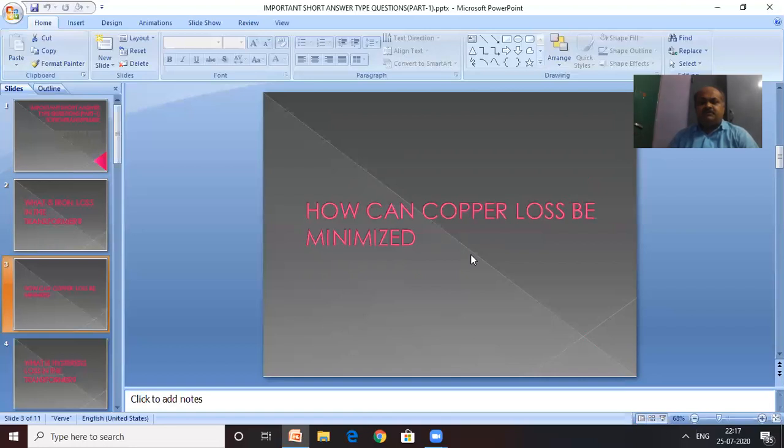This Joule's loss in copper windings due to its resistance is called copper loss, which can be minimized by preferring thick copper wire for making coils. As you know, thick wire has more cross-sectional area and resistance R is inversely proportional to A, so resistance decreases and this copper loss is minimized.